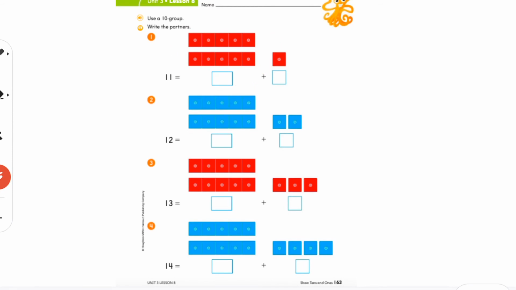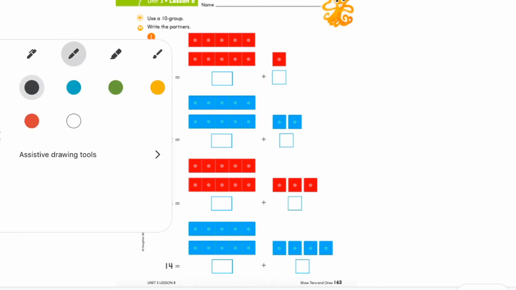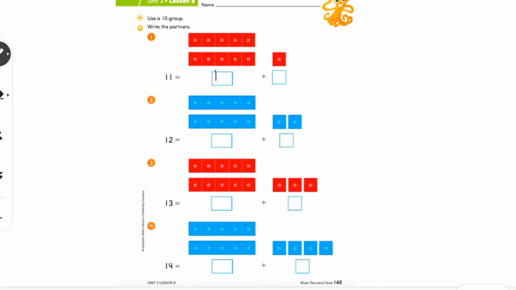All right, so let's write the number 10 right in that box. To make our 10, we make a 1 and a 0. Next, let's look at the second partner. So here's the first partner. Let's look at the second partner.